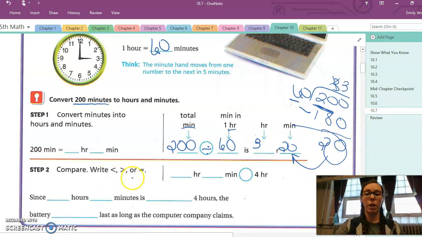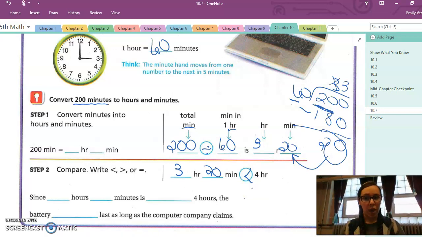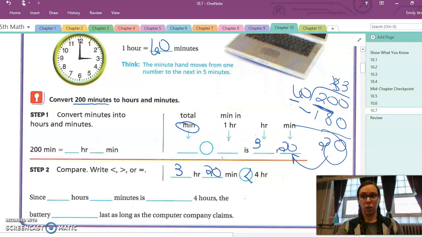And now we can compare them. 3 hours, 20 minutes, greater than, less than, or equal to 4 hours. We know that is less than 4 hours. Okay, so when we're working with converting time, we do the same thing that we've been doing. You start with your number, multiply or divide by the base number of the smaller unit. Oh, I don't know what just happened there.